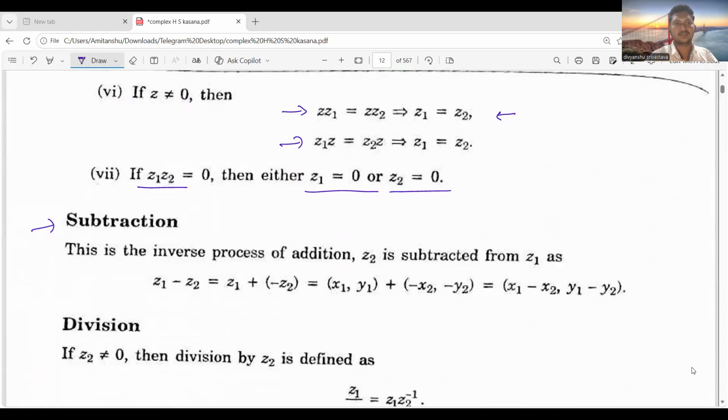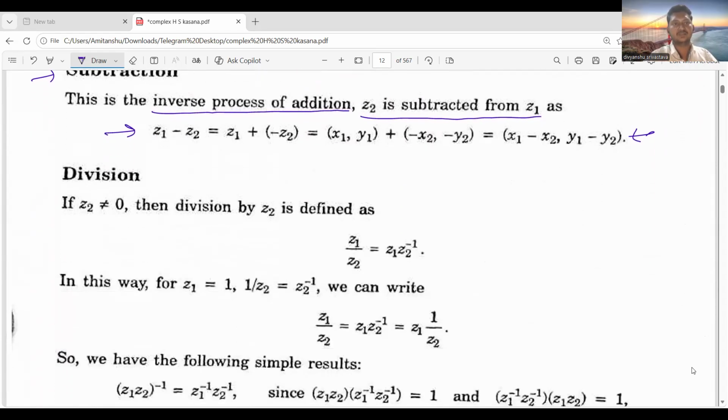Subtraction is the inverse process of addition. Z2 is subtracted from Z1. So these are the subtraction portion: Z1 minus Z2 is Z1 plus minus Z2, with x1, y1. This is your subtraction. Now move to the division portion. When Z2 is not equal to 0, because when Z2 is 0, then it gives you 1 upon 0, which is equal to infinity.